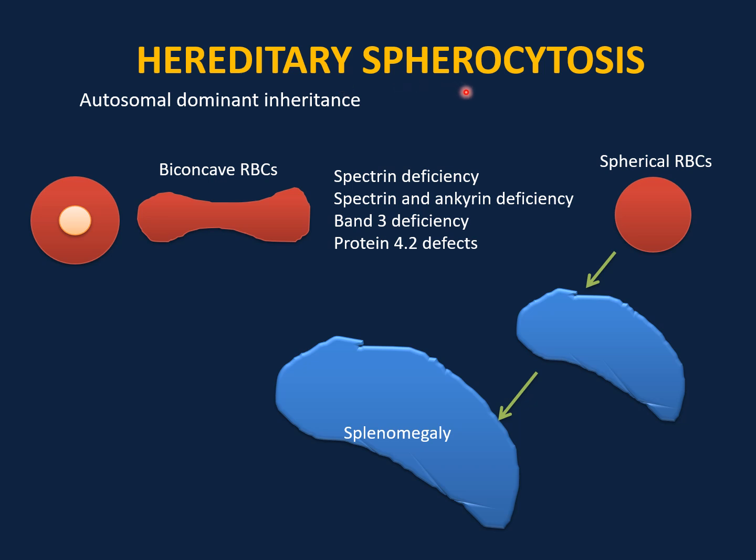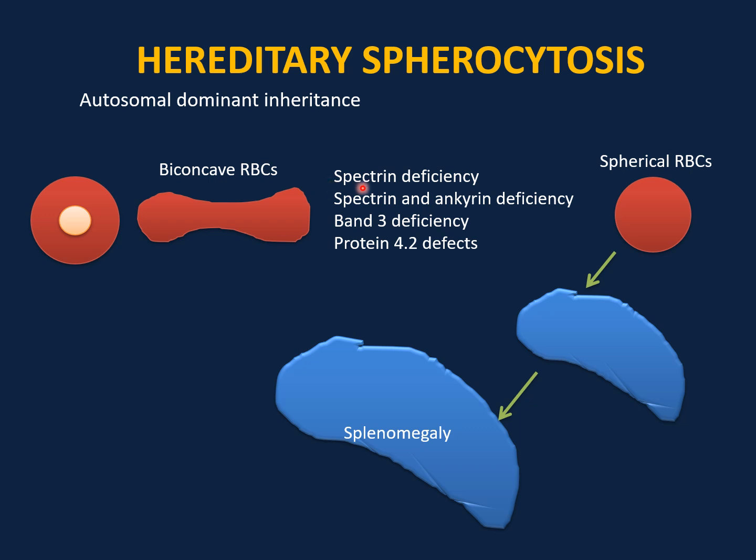Hereditary spherocytosis is autosomal dominant. 25% of the patients do not have family history. The problem of this disease is with the cytoskeleton of the red blood cell. So normally the red blood cell has a biconcave shape and central pallor. If there is any problem with the cytoskeleton or any weakness in the cytoskeleton, this red blood cell will lose this shape and will become a spherical red blood cell.